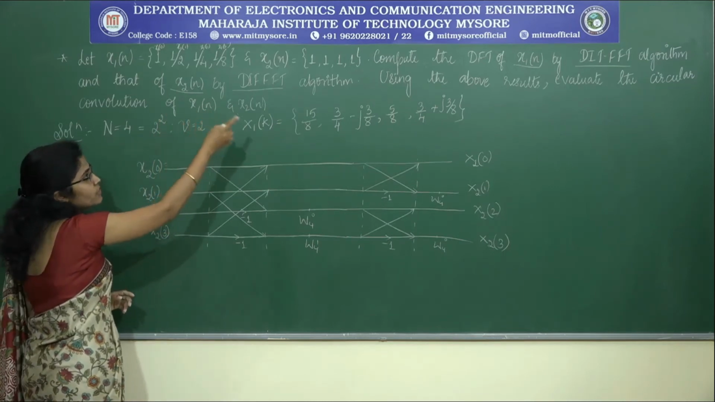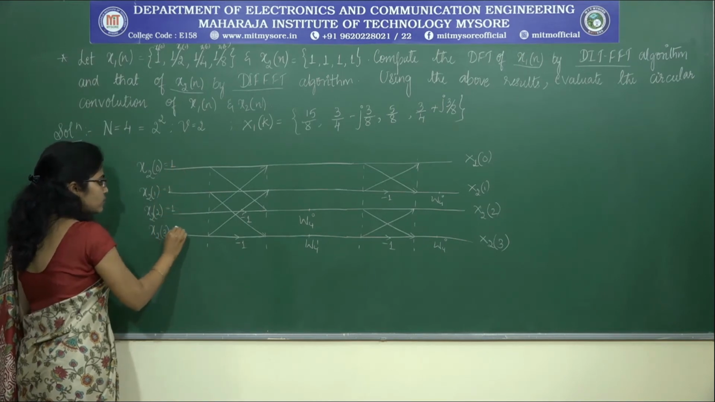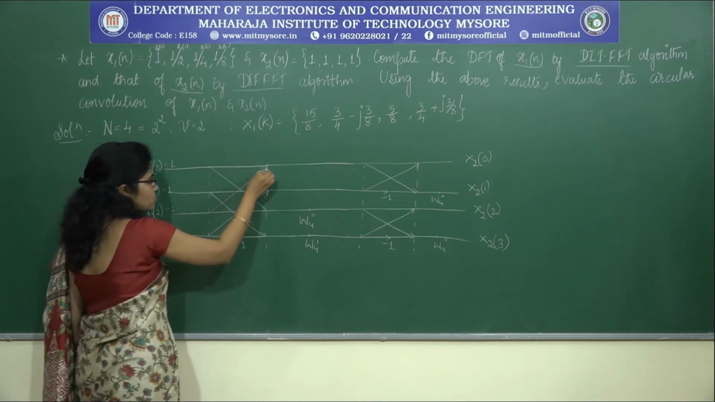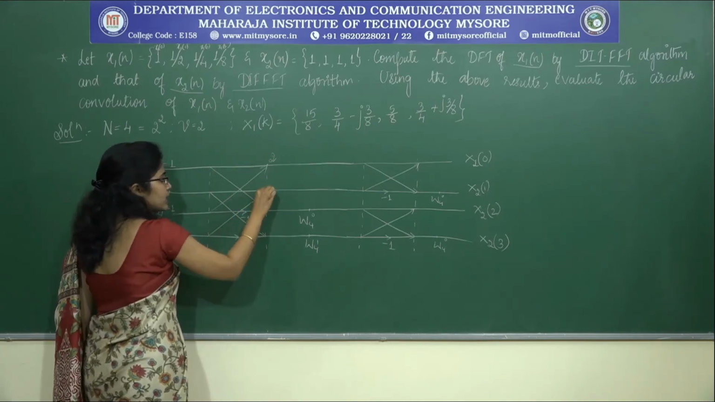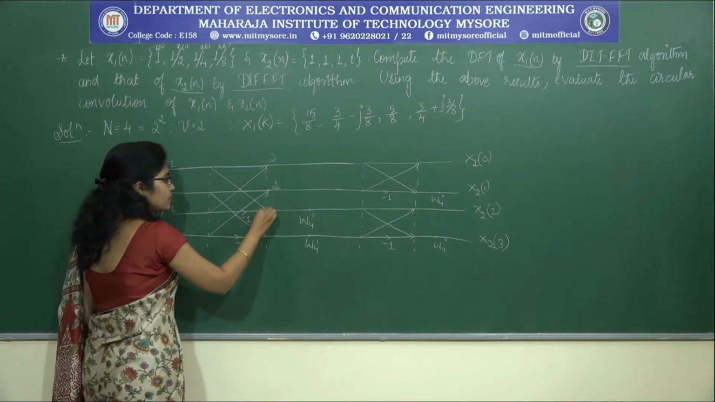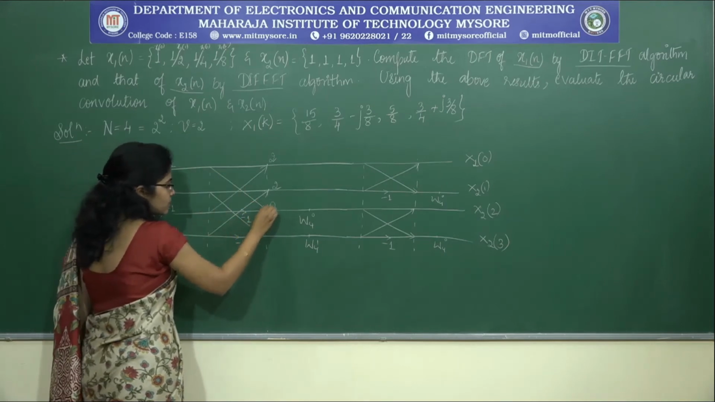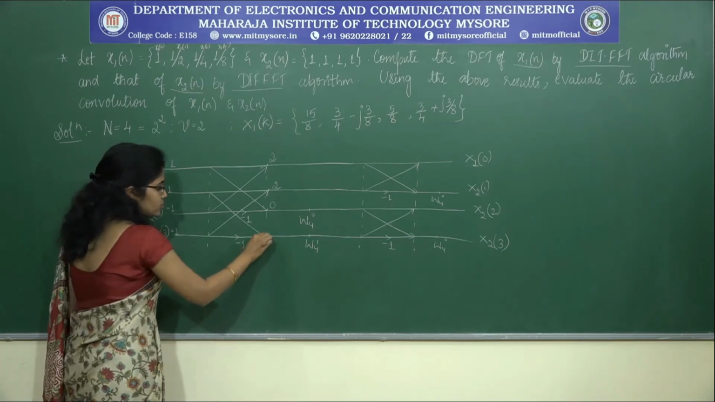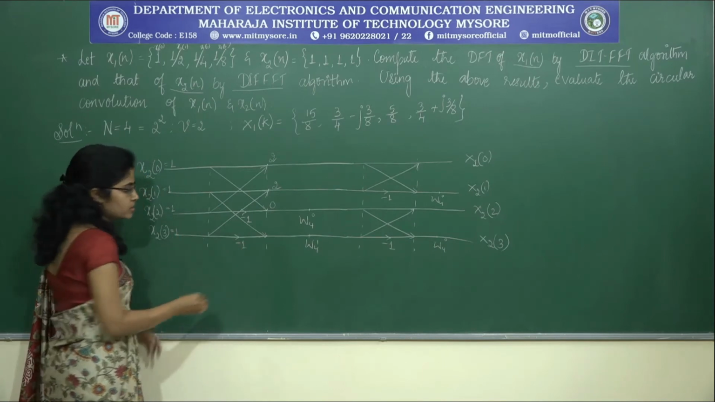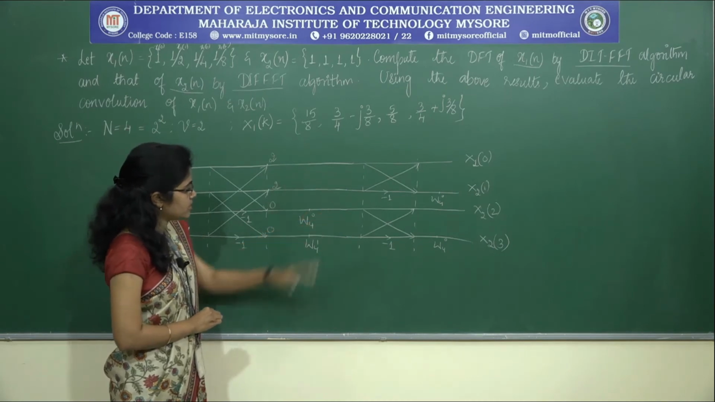So x2 of n sequence, all the samples are 1. So we get it as 1, 1, 1 and 1. So standing at this point, the input from this branch is 1, the input from this branch is also 1, 1 plus 1 is 2. Again at this point, the input is 1, here also the input is 1, 1 plus 1 is 2. Coming to this point, the input from this branch is 1, the input from this branch is minus 1, that gives us 0. Again coming to this branch, the input is 1, this is multiplied with minus 1, 1 minus 1 is 0. Okay. Now moving on to the second stage.